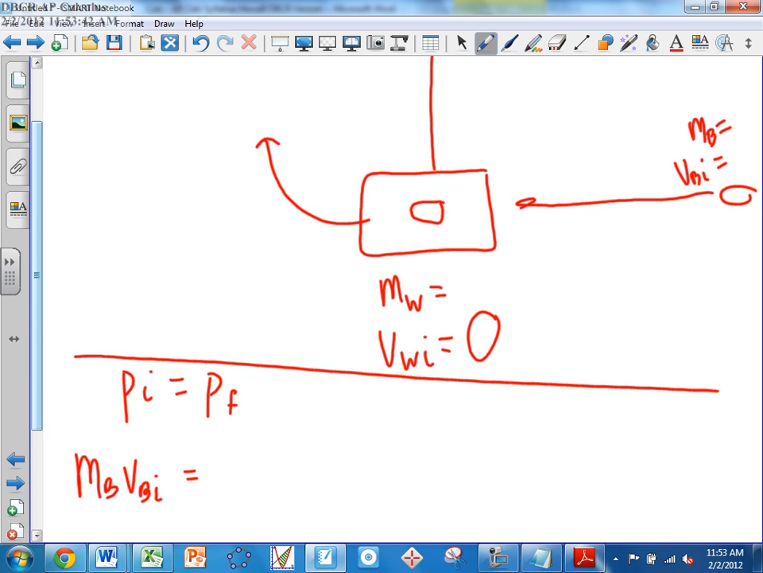Afterward, we have the bullet and we have the wood together. Okay, we have the mass of the bullet and the mass of the wood together times the velocity of them together. Remember, same equation as before. The bullet is moving by itself. It hits the wood. They combine themselves. Okay, they become one. This is that value right here, and they have a velocity together.